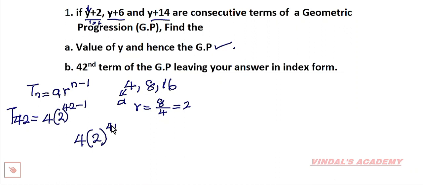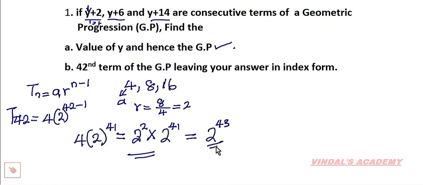And they say I should leave my answer in index form. Index form simply means I'm going to have 2 raised to power 2 times 2 raised to power 41. And this is index form, but let's simplify further. This is going to be 2 raised to power 41 plus 2, which is 43. Index form can also be in this format. But then this is the answer.